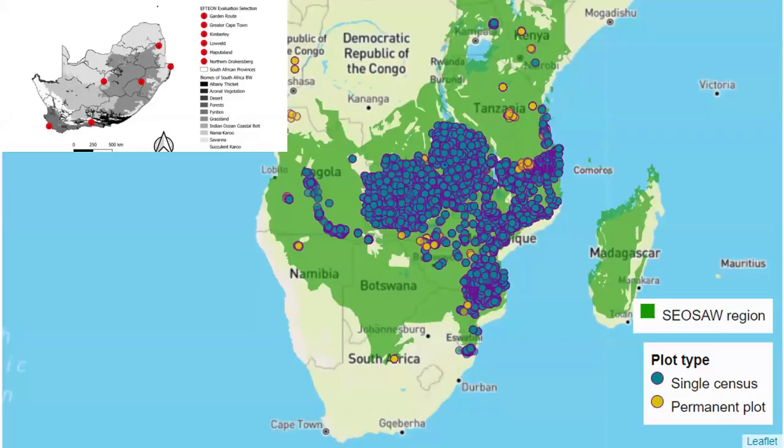So in this image over here, on the top left-hand corner is South Africa, and all the red dots represent all the EFTEON landscapes. The bigger picture of Africa represents the typical CSO region for working. Within South Africa, there are only 5 permanent plots.